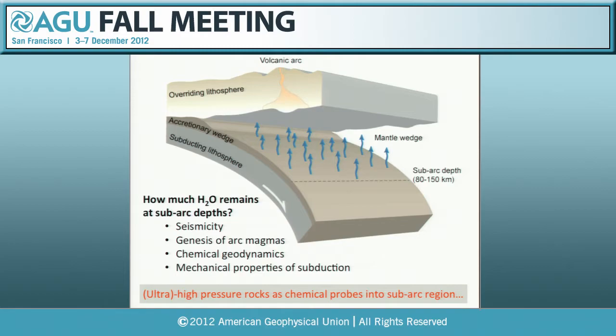It's important for fluid overpressure, the generation of intermediate depth earthquakes, the genesis of arc magmas, chemical geodynamics, the transfer between the upper lithosphere and the asthenosphere, and indeed the mechanical properties of subduction. So it's very important. To this end, we may look at ultra-high pressure rocks and high-pressure rocks as effectively chemical and physical probes into sub-arc regions. So they provide a great record of what's happening down at depth.